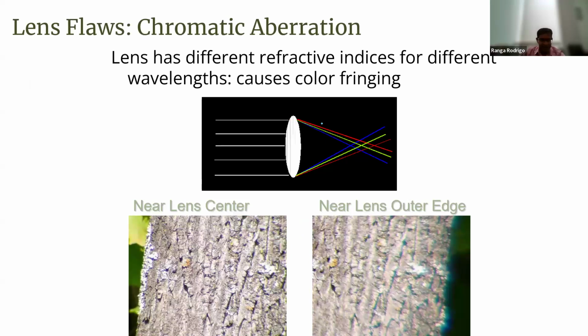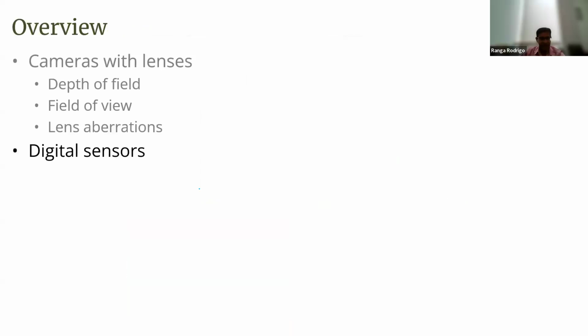Chromatic aberration means different colors having different focal lengths. You can see the red focal length, green focal length, and the blue focal length. Due to that, at the edges, you can see color halos, fringing effect.